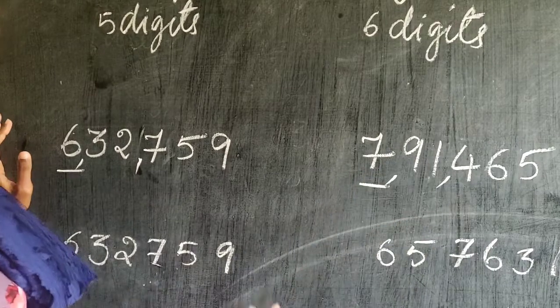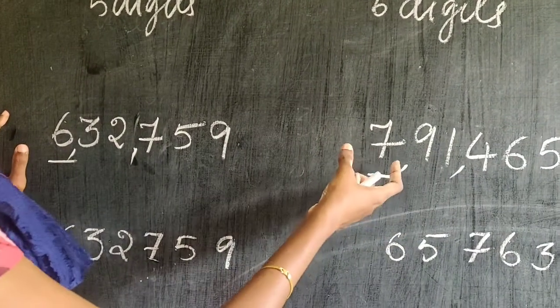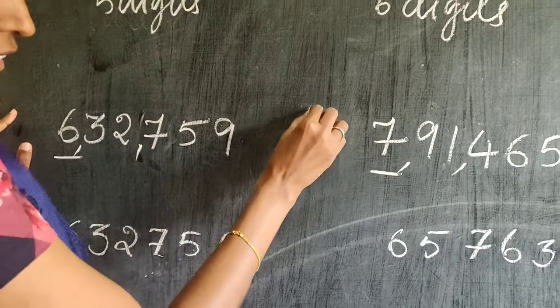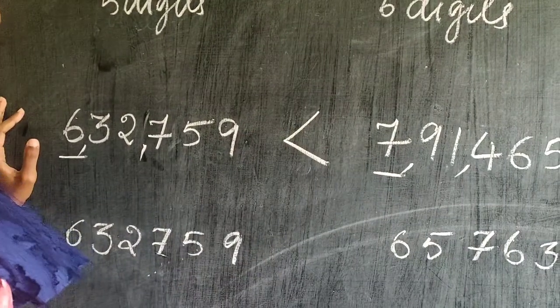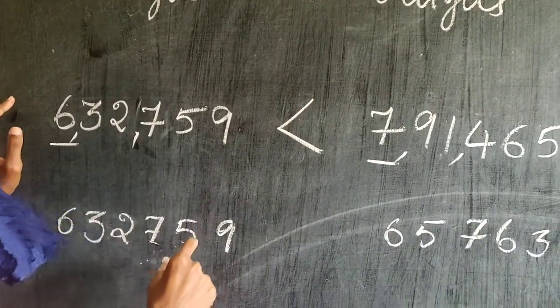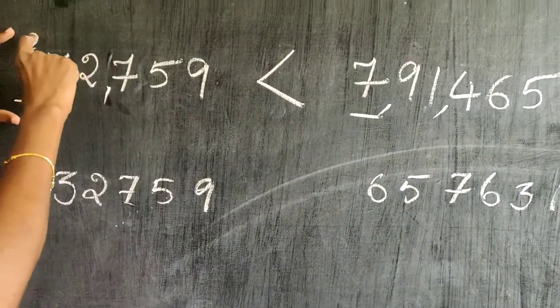So which has the greater lakhs? The 7 is the greater one. So on this side we have to write the greater than sign. So this is how to compare the first digit.